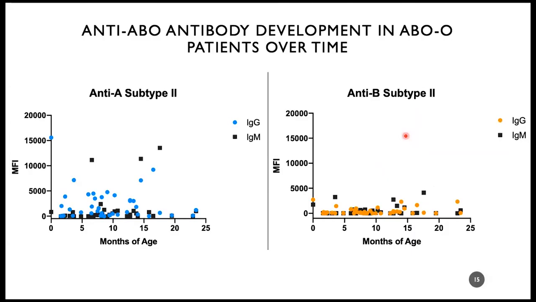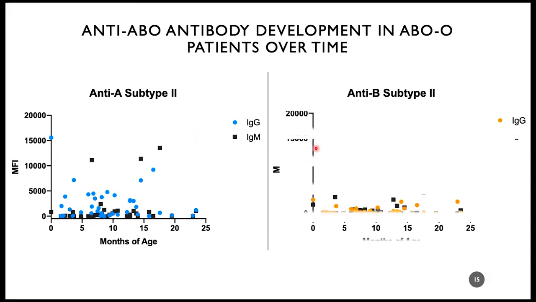So the next 2 slides will show the anti-ABO antibody development over time. So please note that these patients had multiple samples at different time points, so they're all represented on these graphs. So this first slide shows you the anti-A2 and anti-B2, IgG and IgM for group O patients. I'm only showing you the anti-ABO subtype 2 reactivity because this is the target in the heart.